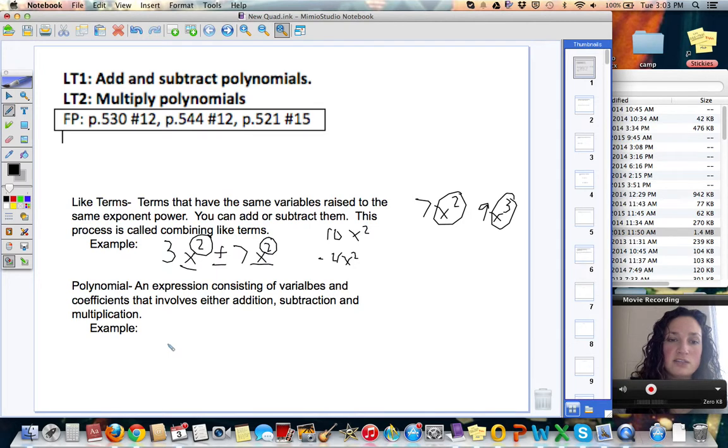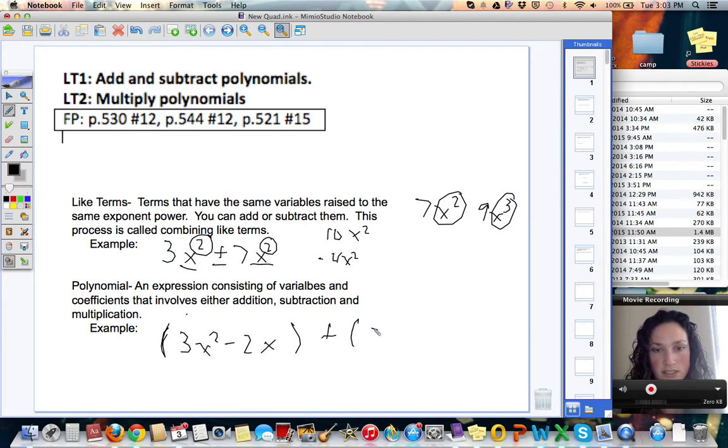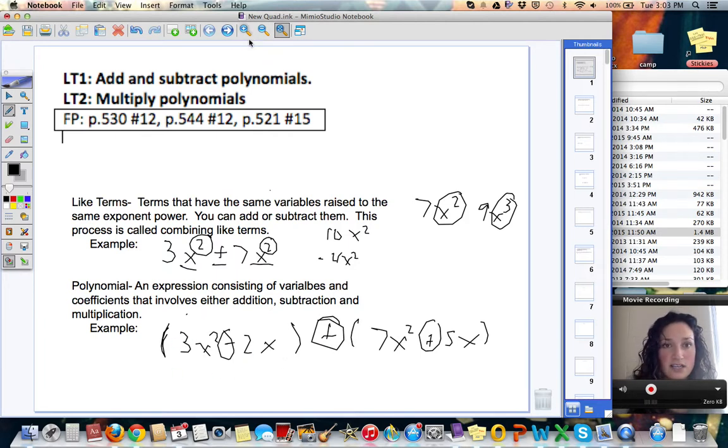A polynomial is an expression consisting of variables and coefficients that involves either addition or subtraction. So polynomials would be like 3x squared minus 2x plus 7x squared plus 5x. The only things in between the terms are addition and subtraction. We just follow what it says, and we'll practice that next.